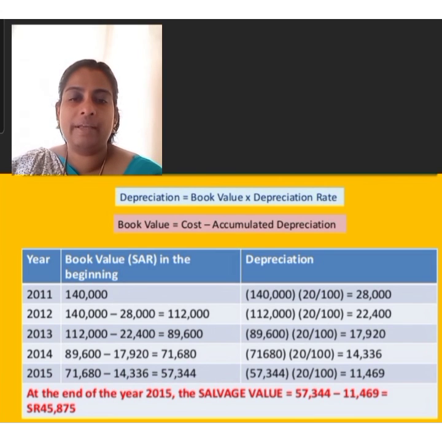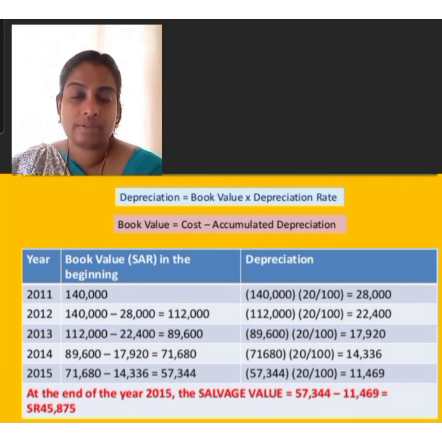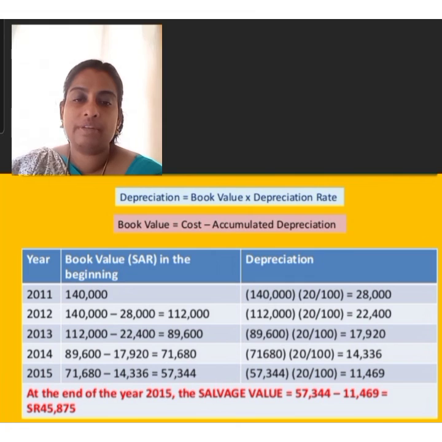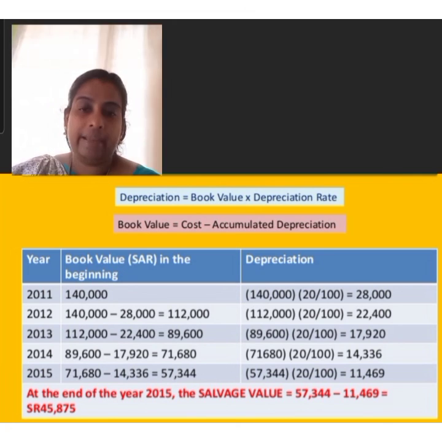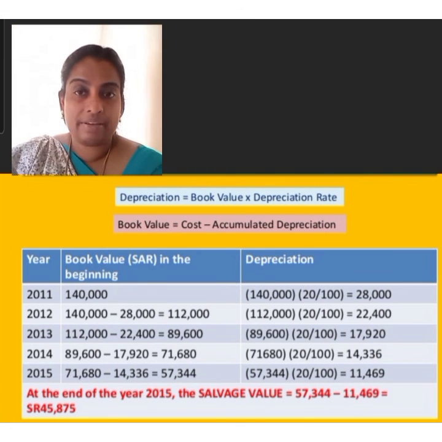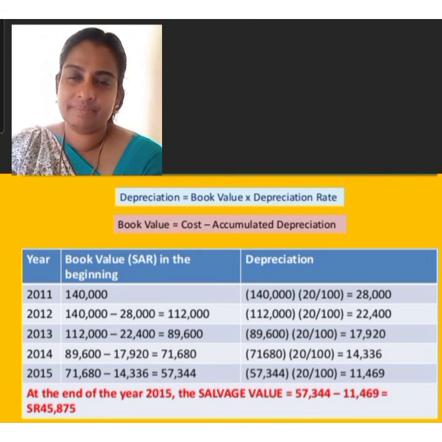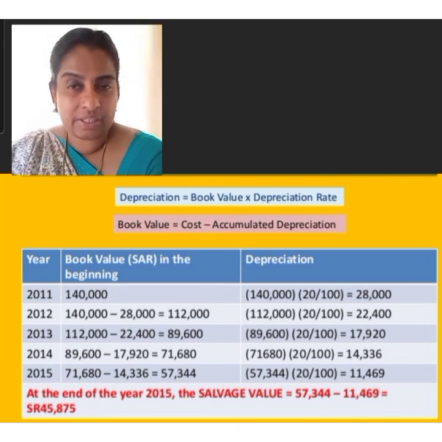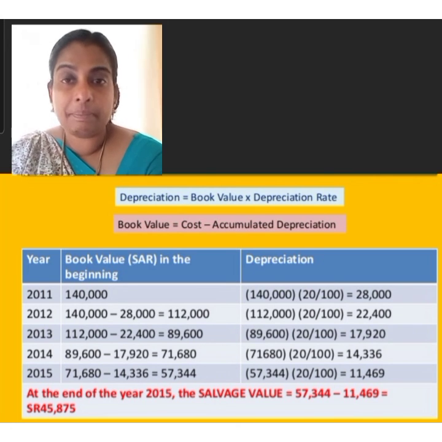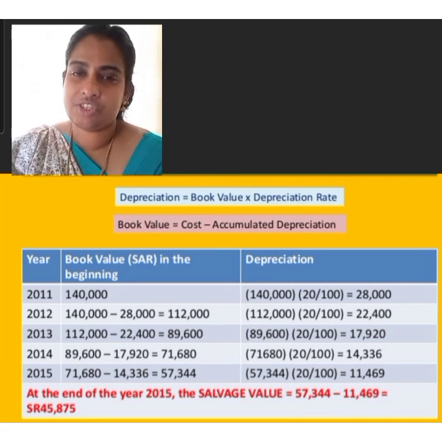Then at the end of the accounting period, that is 2015, the salvage value of the asset equals 57,344 minus 11,469, that is 45,875, which is the salvage value. These are the important steps to be followed while passing the journal entries in the books of the company when depreciation is charged. Thank you.